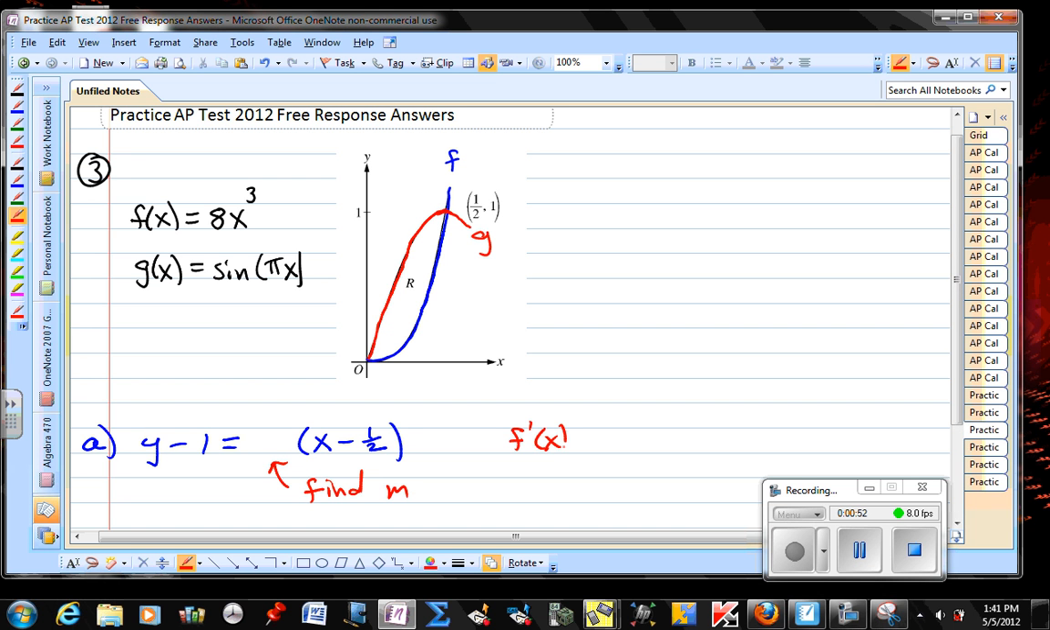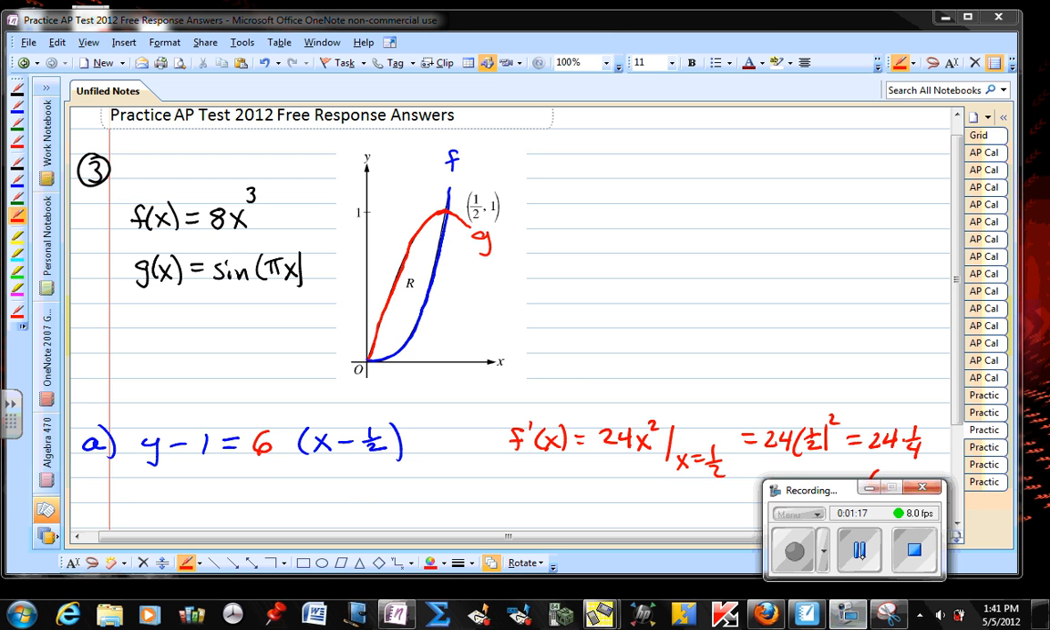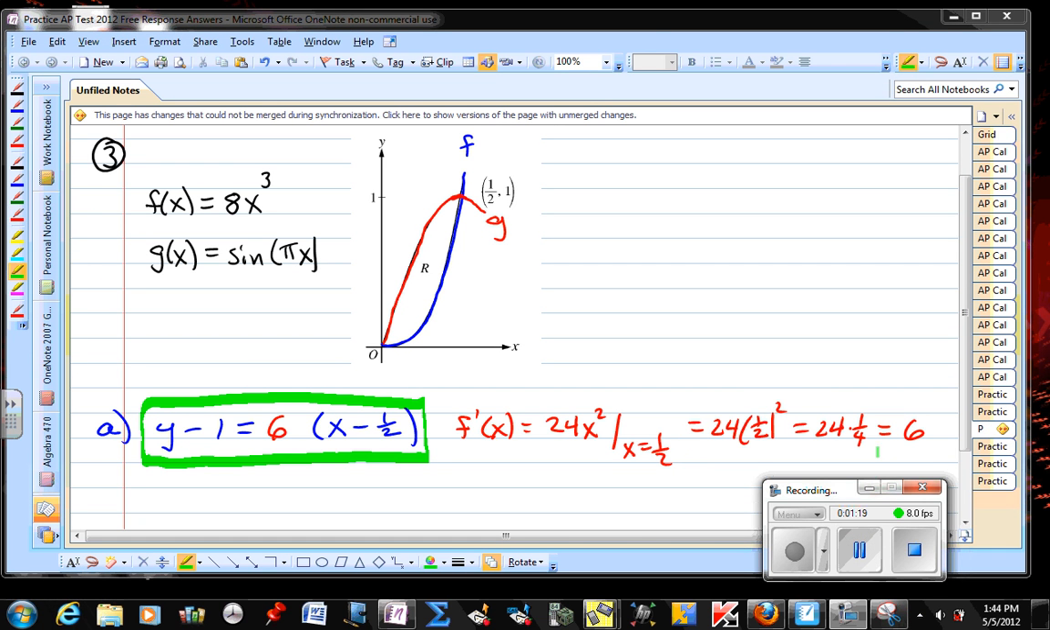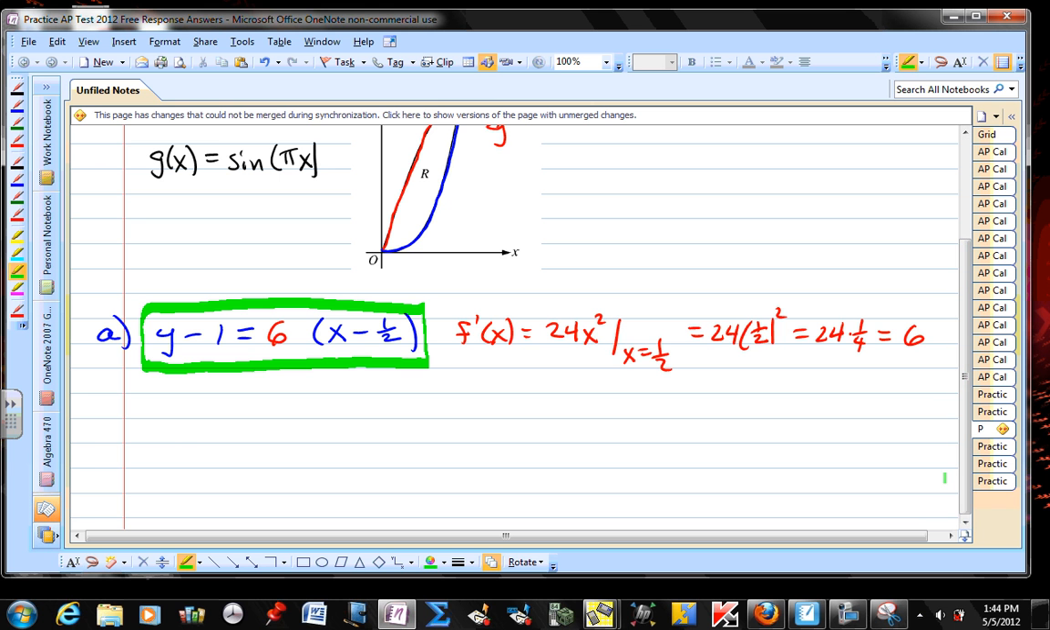F prime of x is going to be 24x squared. Now we need to evaluate this when x is 1/2. So that's going to be 24 times 1/2 squared. 1/2 squared is 1/4. 24 times 1/4 is 6. So the slope of the graph of f is 6 at the point when x is 1/2. When we completed part A, we find the equation of the tangent line to f at the point when x is 1/2. Now we're going to move on to part B.